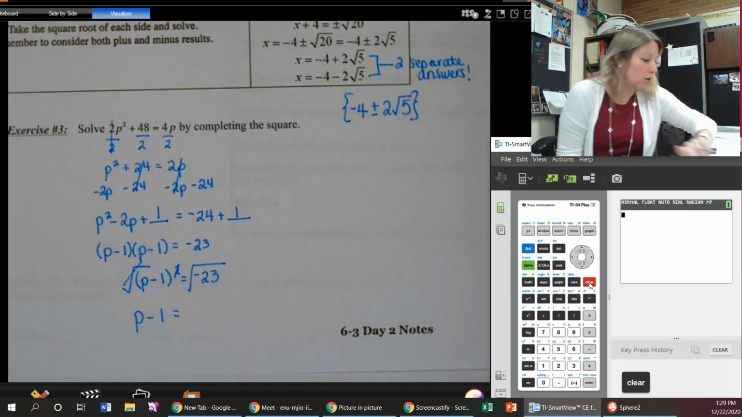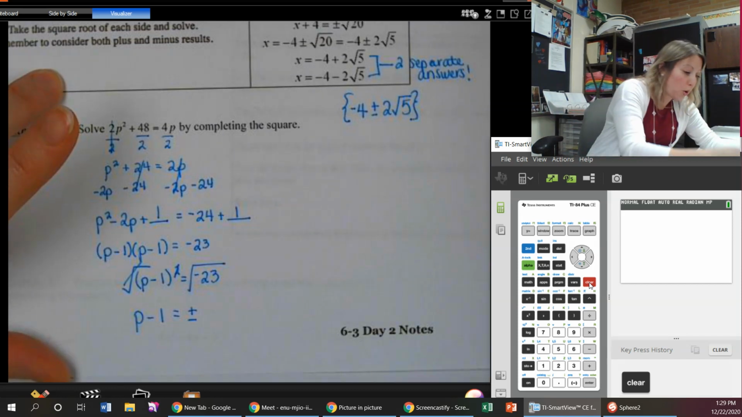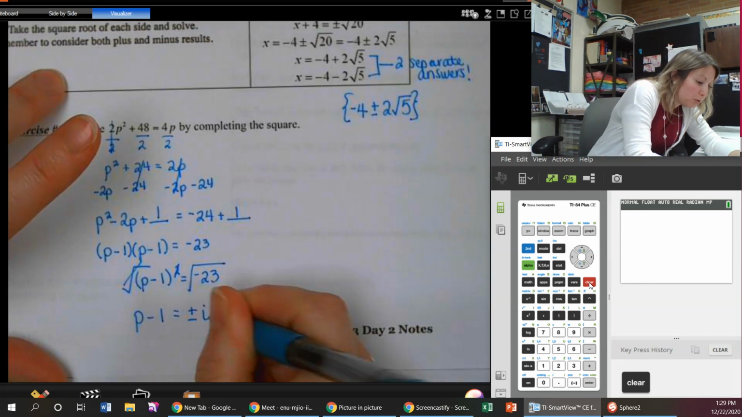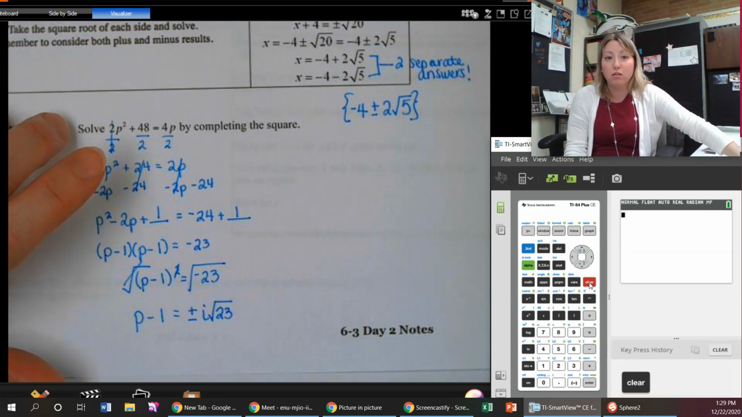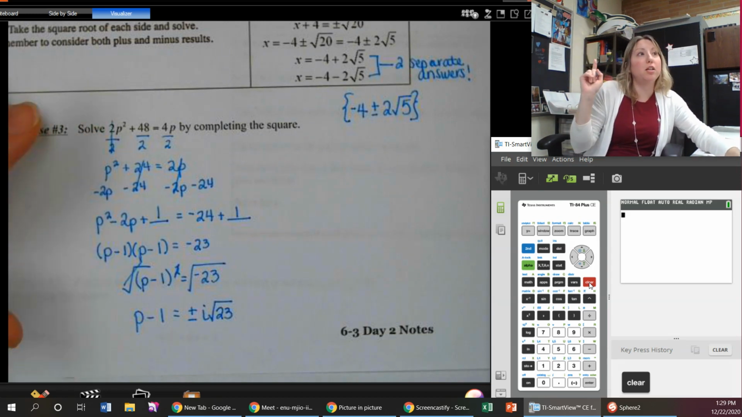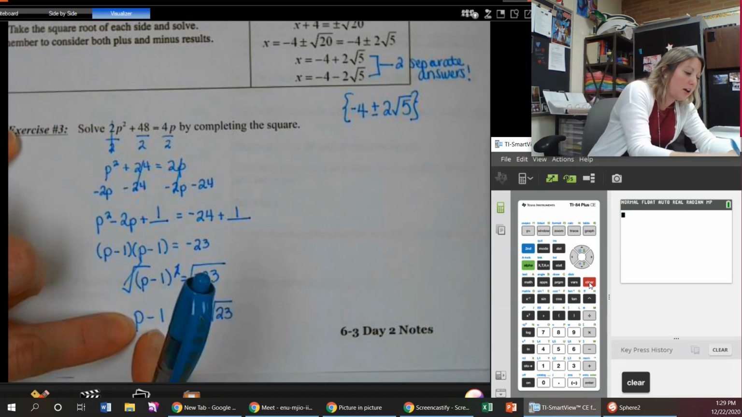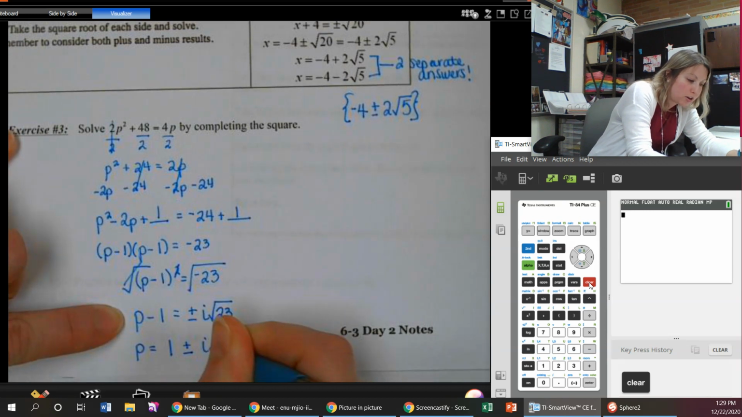On the other side, don't forget the plus and minus in front. And the square root of -1 is i, so bring that out. 23 is not evenly divisible by a perfect square at all, so that guy's going to stay stuck under there. But you still have to get p alone by adding 1 to both sides. This 1 you add to both sides goes in front of the imaginary number.